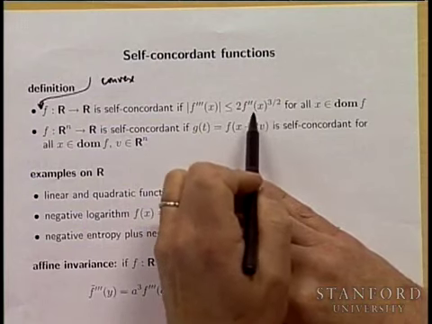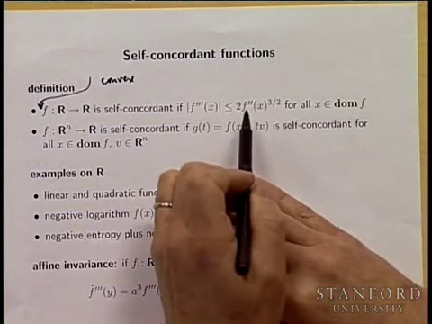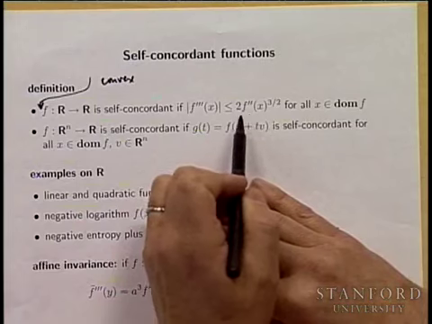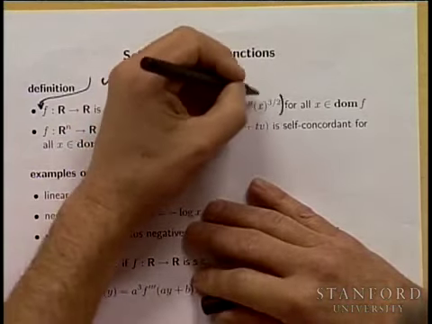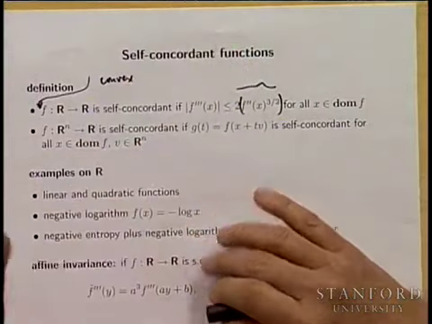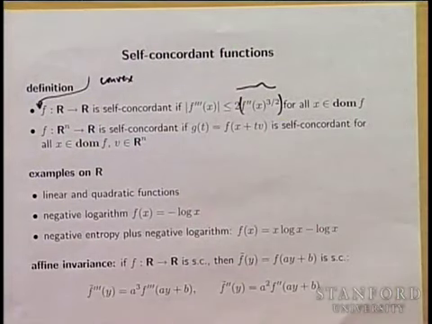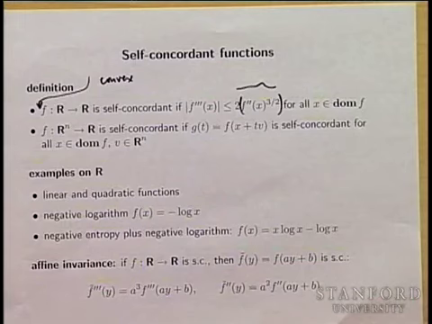The 3/2 power doesn't make any sense at all if it's negative, unless you're in a complex analysis class. So for the 3/2 power to even make sense, you have to have f double prime non-negative, which means it's convex.